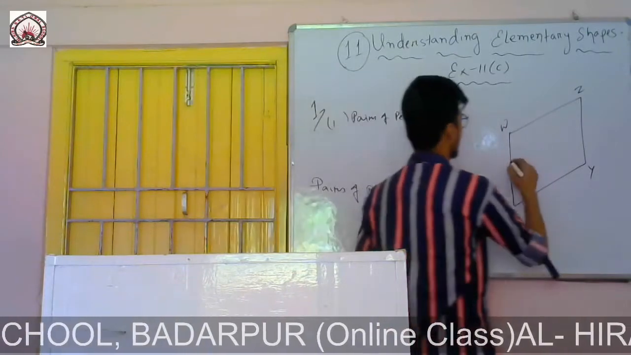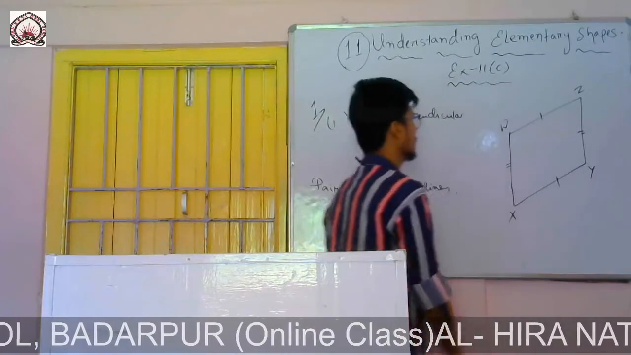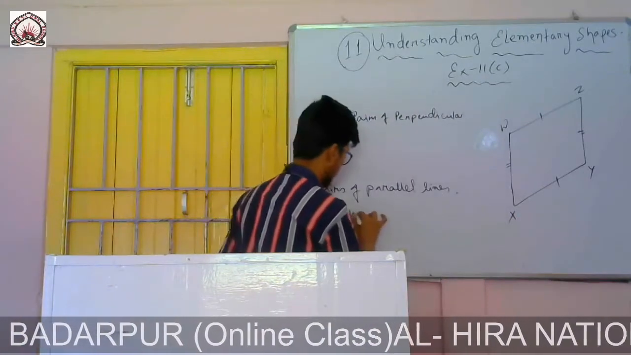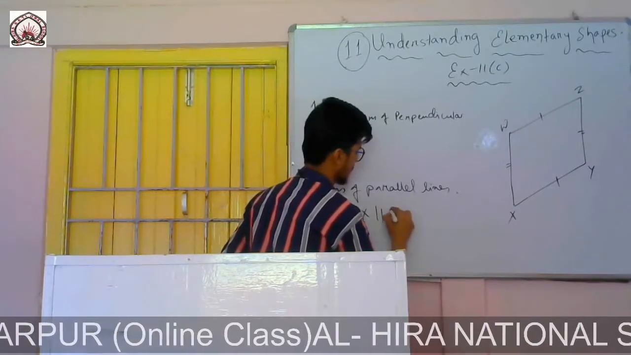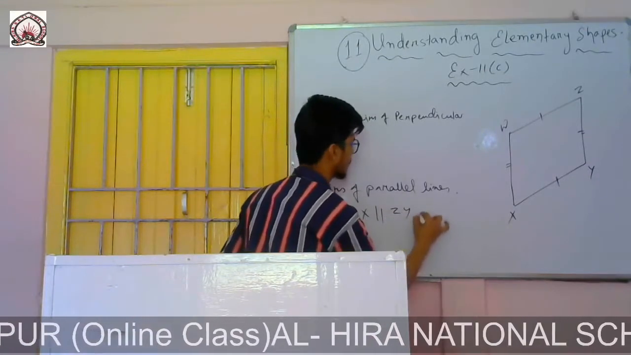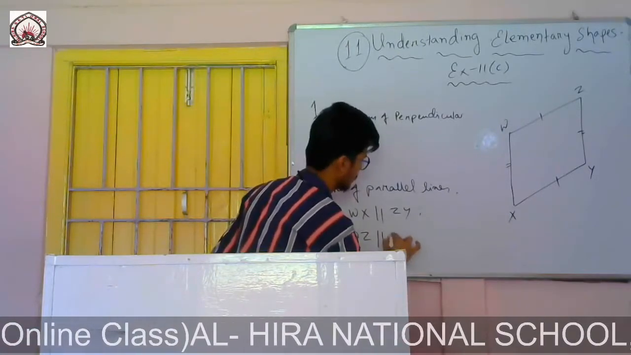You see this side and this side are parallel to each other. This one and this one are parallel to each other. So we can write WX parallel to ZY, and another one will be WZ parallel to XY.